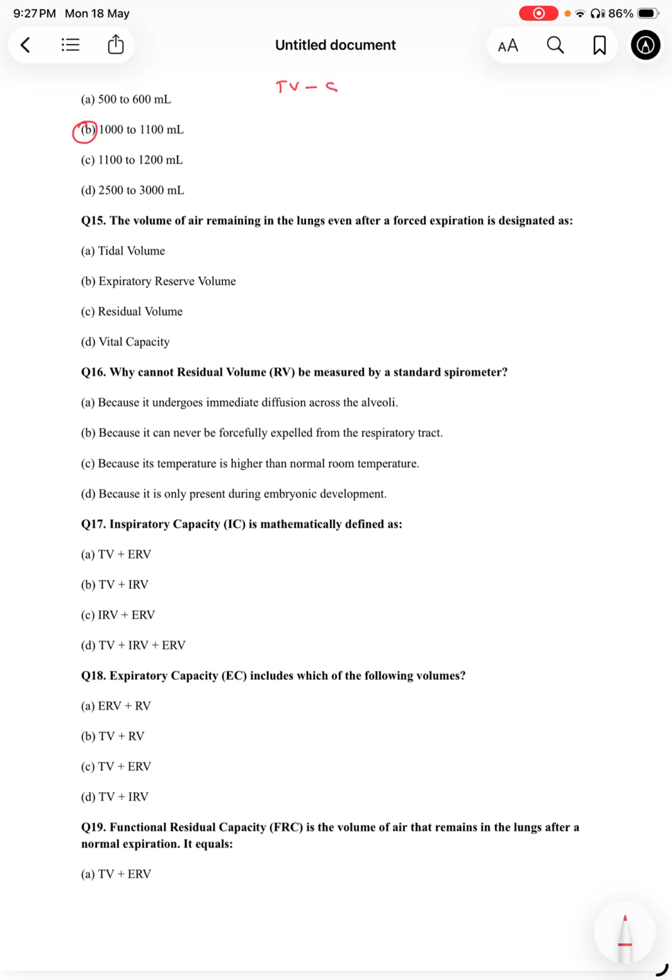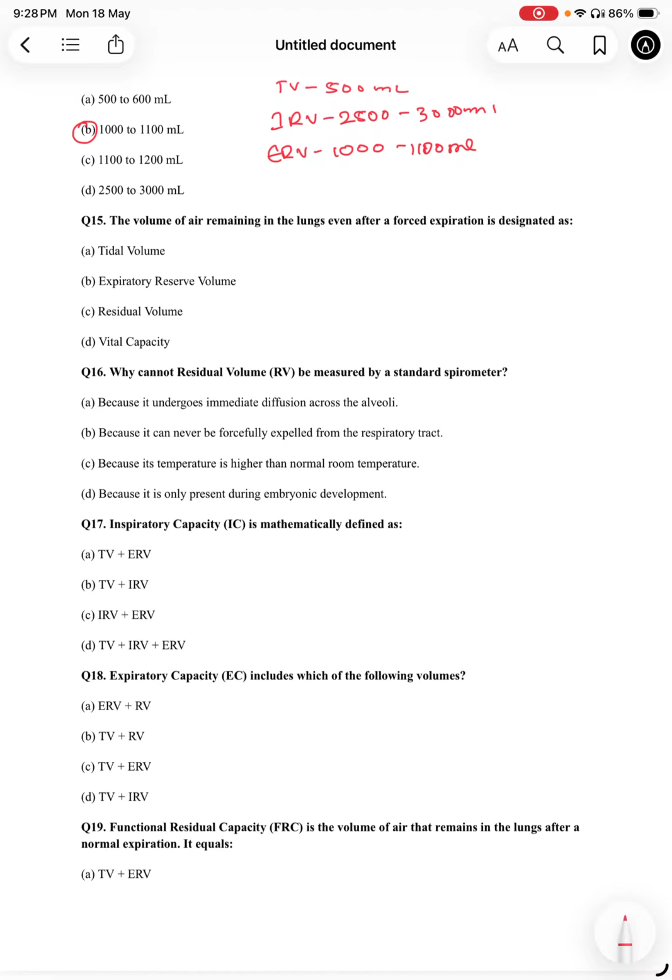So till now, what did we learn? The values: tidal volume we heard 500 ml, IRV we learned as 2500 to 3000 ml, and ERV we learned it as 1000 to 1100 ml. Okay. So we learned the three basic ones.